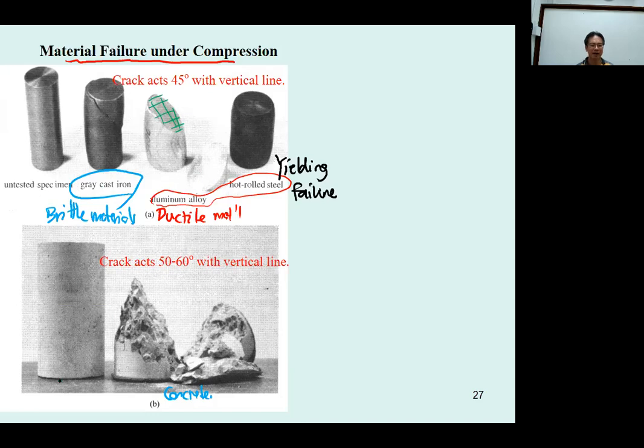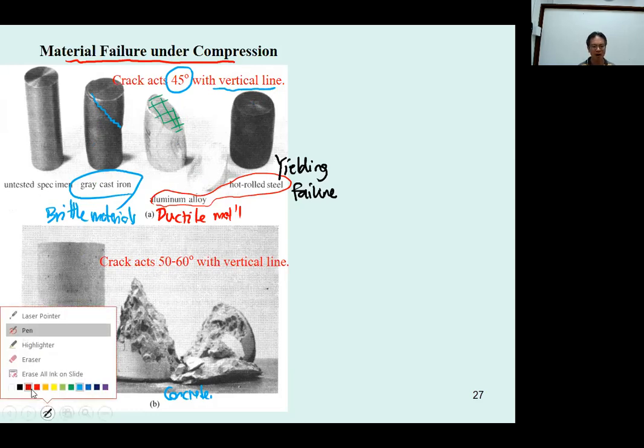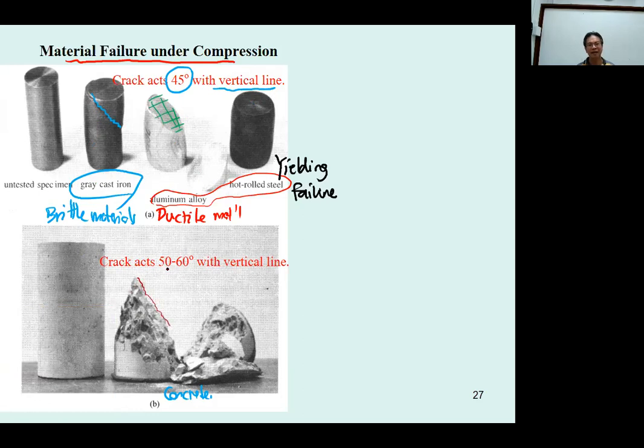And the aluminum alloy failure is very similar to the failure of the cast iron. It has a 45 degree crack with the vertical line. Okay, this is the theoretical 45 degree. However, when we test the concrete, the crack occurs at an angle of 50 to 60 degree with the vertical line. Why? The problem is this has the fine grain. Okay, the aluminum alloy, even the cast iron has grain, but that is fine.